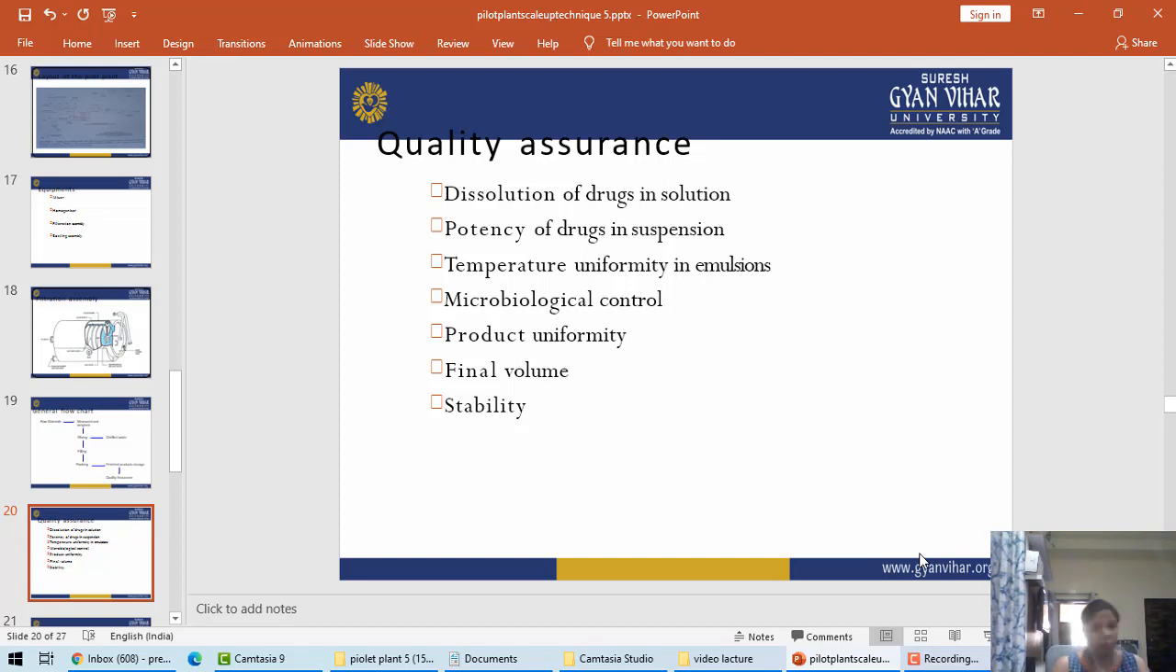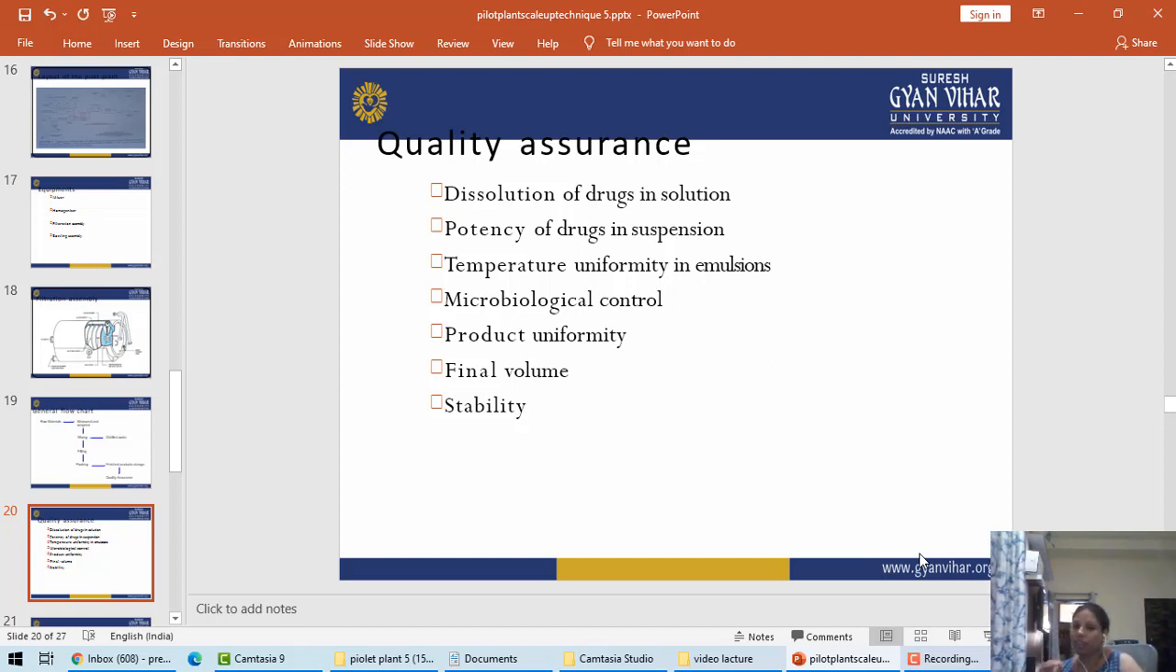Then final volume. The final volume also has to be checked, because in this case weight is not so important, the volume is important. The weight of different containers may differ slightly, but the volume should be accurate. If we are saying that this is a 100 ml solution, it should be 100 ml. So we should check the final volume.